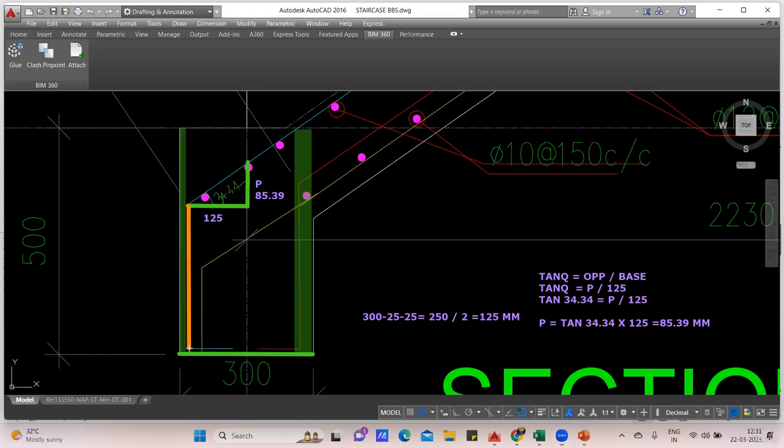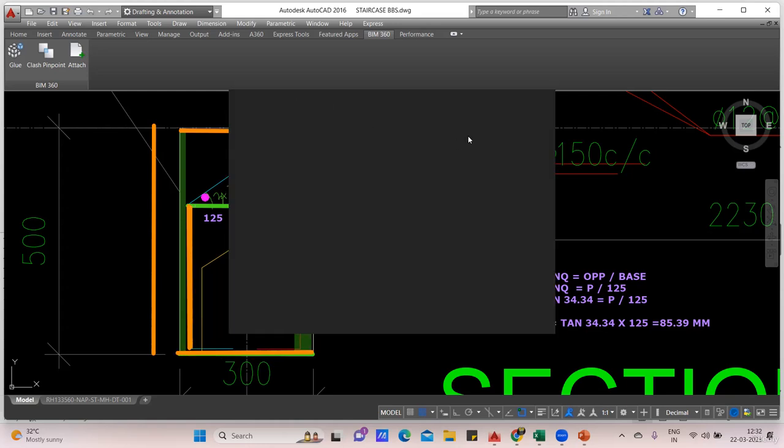This height I can find. How is that? Overall depth, you know, is 500. In this 500, this much is gone. This much is 85.39. And from the top, I'll deduct one cover. From the bottom, I'll deduct one cover. Will I not get this particular height? I'll get. Now, you'll ask me one question.